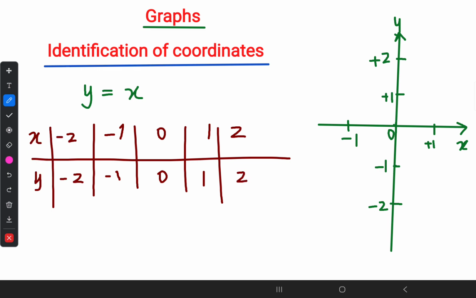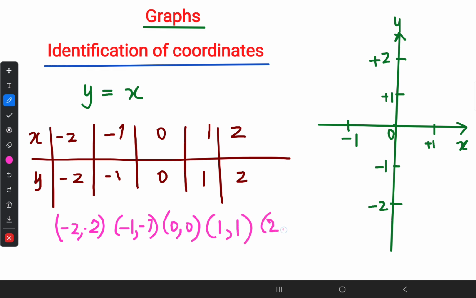Thereafter, let's mark the coordinates. Negative 2, negative 2. First the x coordinate, thereafter the y coordinate. Then negative 1, negative 1. Next one would be 0, 0. Then 1, 1. 2, 2.